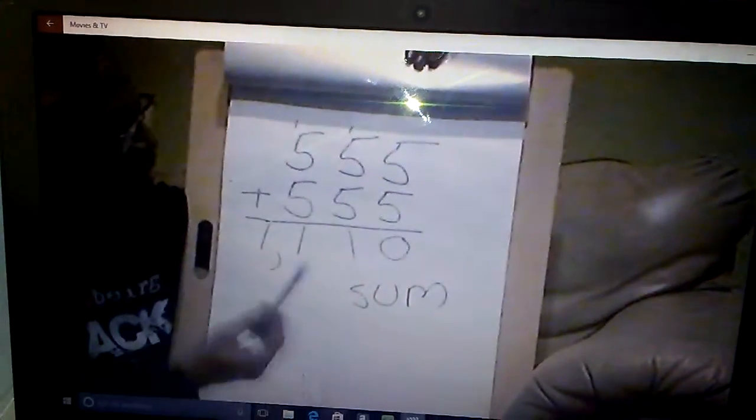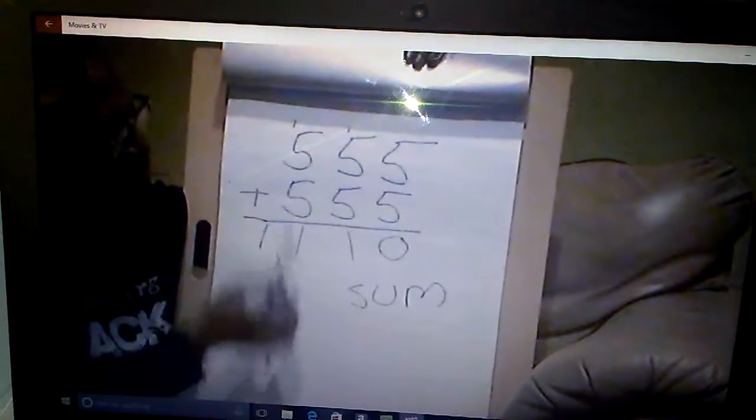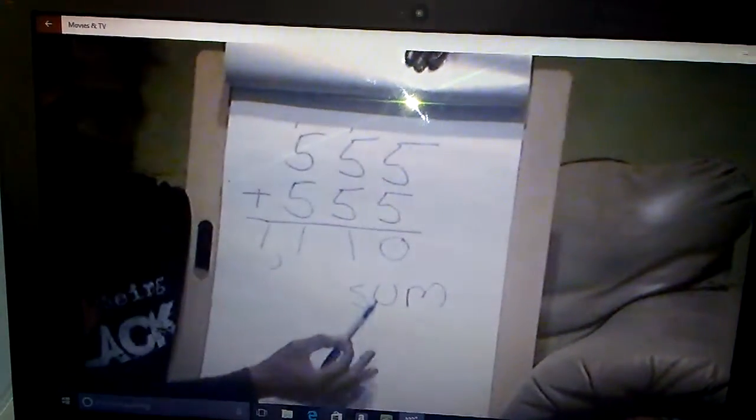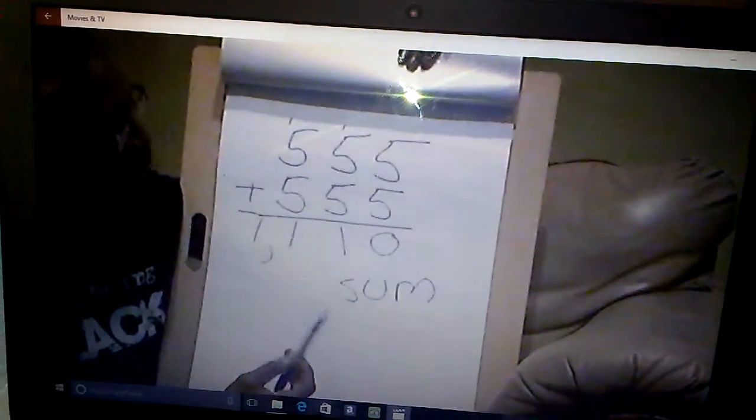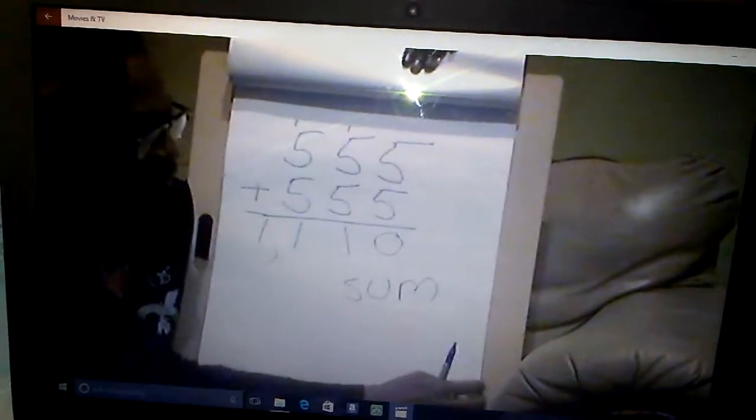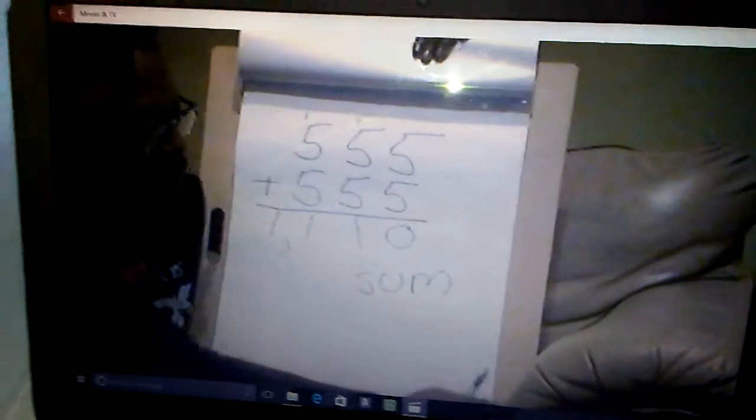Regardless of how big your number gets in addition, it's always going to be referred to as the sum. Okay? So, just for reference, I want to move on to a bigger number, so I will.